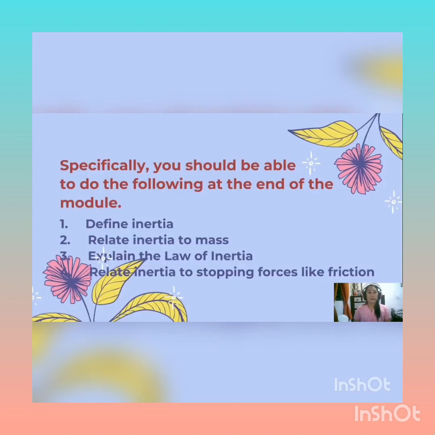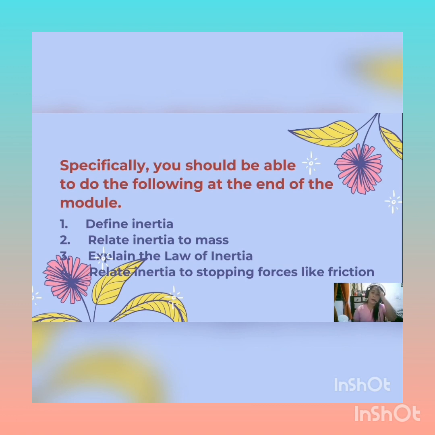In this lesson, specifically, you should be able to do the following at the end of the module. Number 1, you will be able to define inertia. So, what do we mean when we say inertia? Number 2 is for you to relate inertia to mass. So, what do you think is the relationship between inertia and mass? Number 3, explain the law of inertia. So, what does it mean? Aside from explaining the law of inertia, you should also be able to state the law itself.